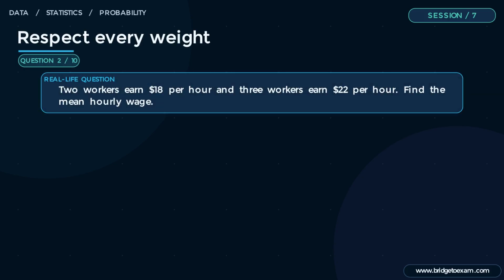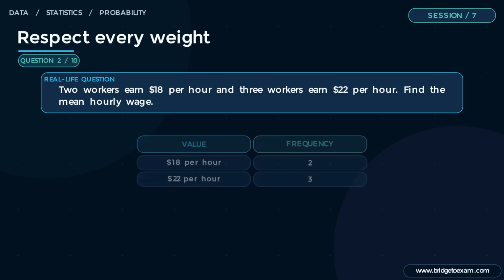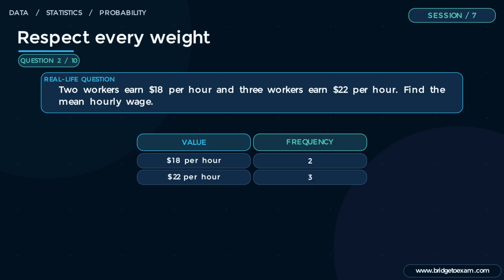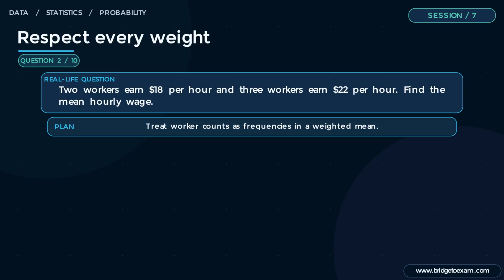Example 2. 2 workers earn $18 per hour and 3 workers earn $22 per hour. Find the mean hourly wage. The frequency display shows each value together with how often it occurs. Plan: treat worker counts as frequencies in a weighted mean.